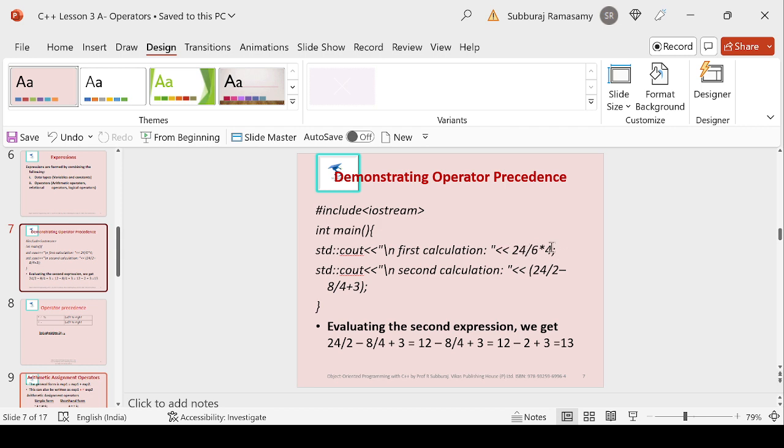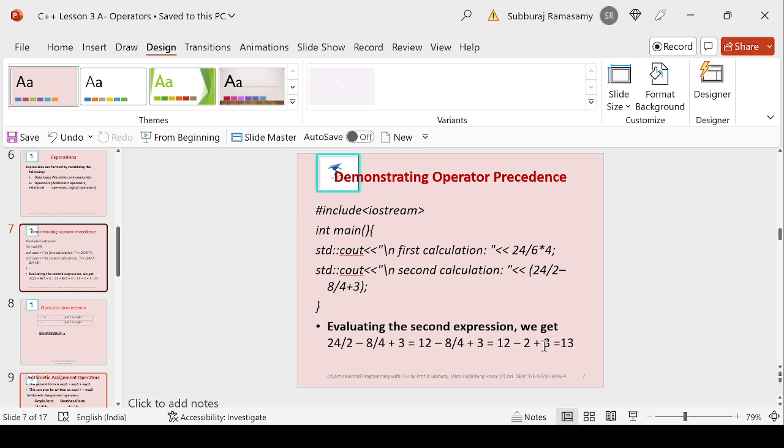Into 4 is 16. Similarly here, divide has the highest precedence. But you have to go from left to right. 24 by 2 is 12. The next of the expression is there. Then 8 by 4 is there. 12 minus 2. 10 by 4 is 2. 10 plus 3, 13. So that's how the operators are evaluated.